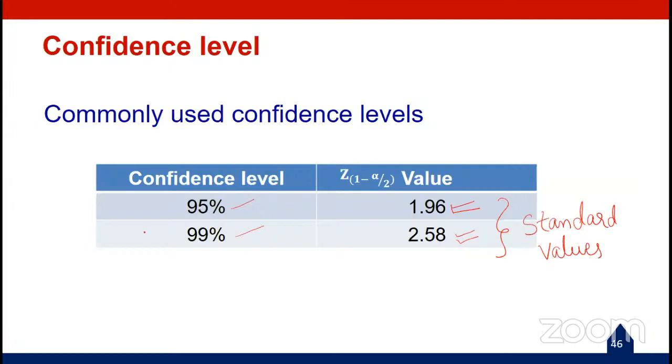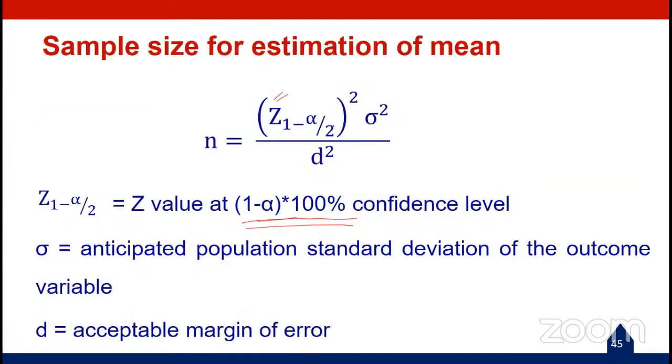Most commonly, we use 95% and 99%. And sigma is the anticipated standard deviation of the primary outcome variable. This is obtained from the previous study or pilot study.